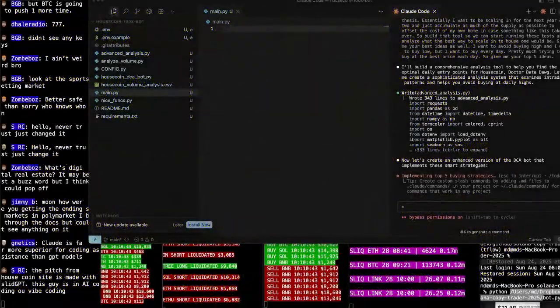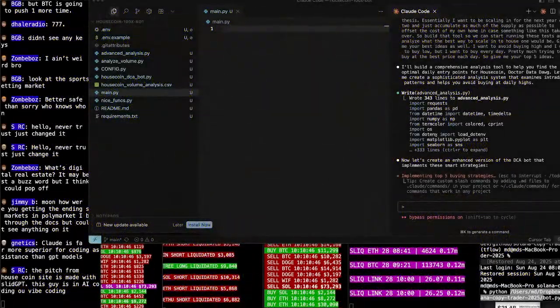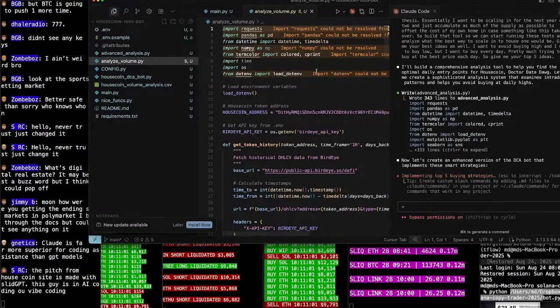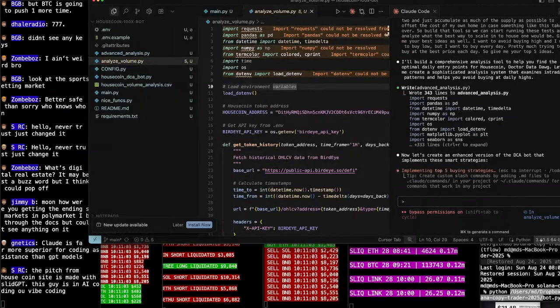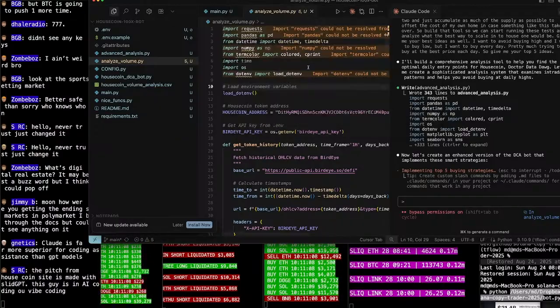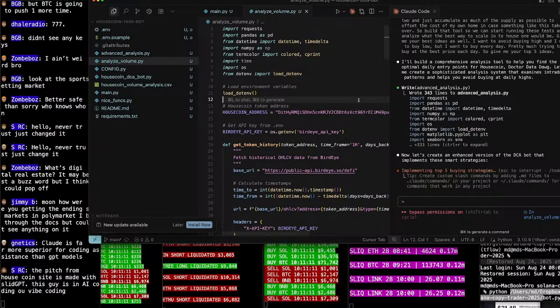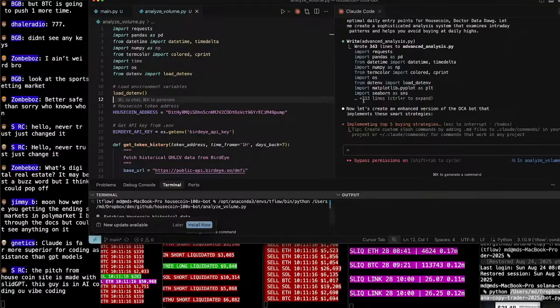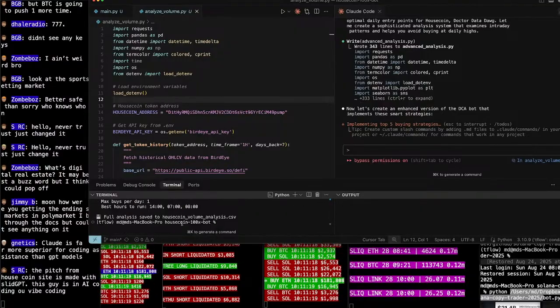Okay, I'll build a comprehensive analysis tool to help you find the optimal daily entry points for Housecoin. Let me create a sophisticated analysis system that examines intraday patterns and helps you avoid buying at all-time highs. Let's go ahead and say analyze volume here. So let's get to the correct thing here. T-flow, bro. And let's run it.